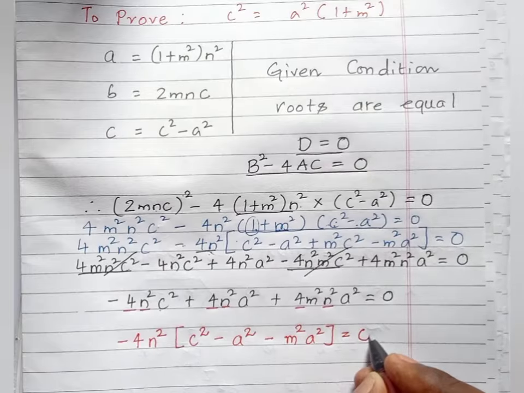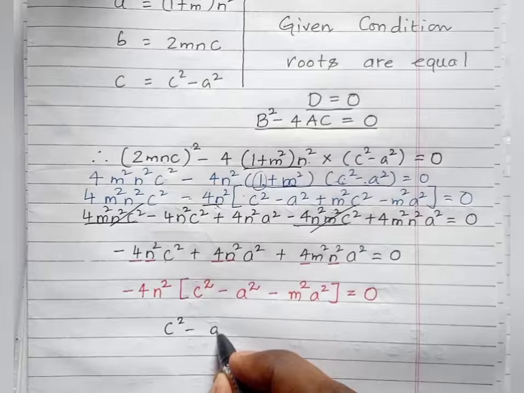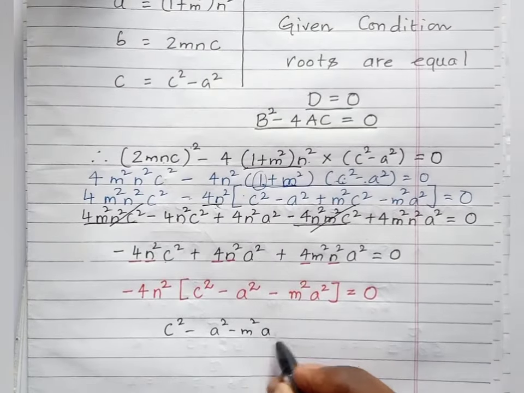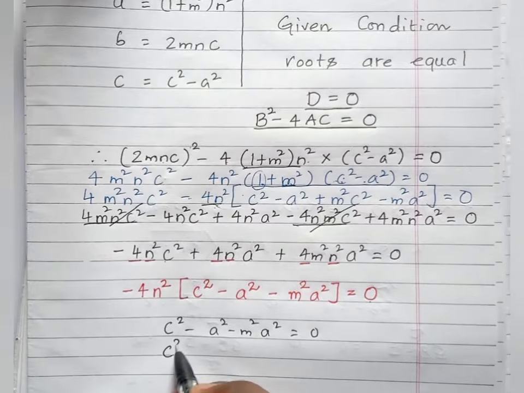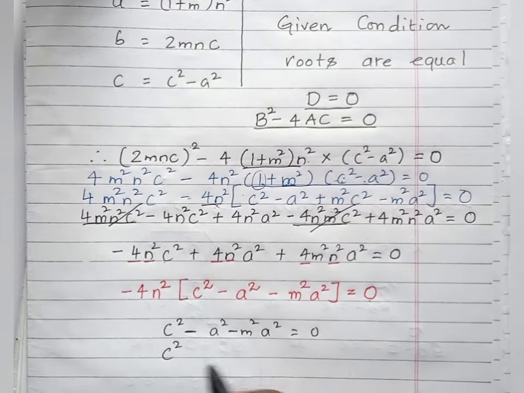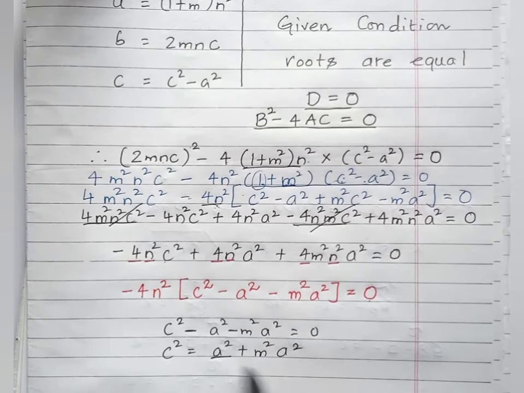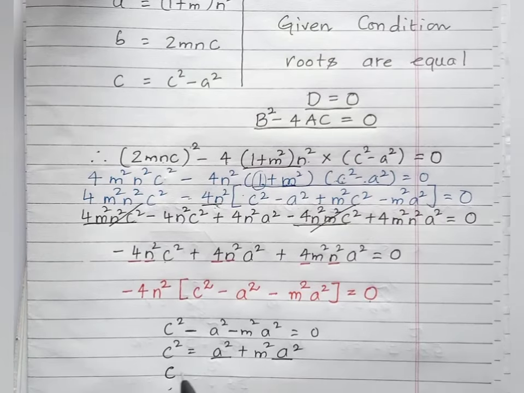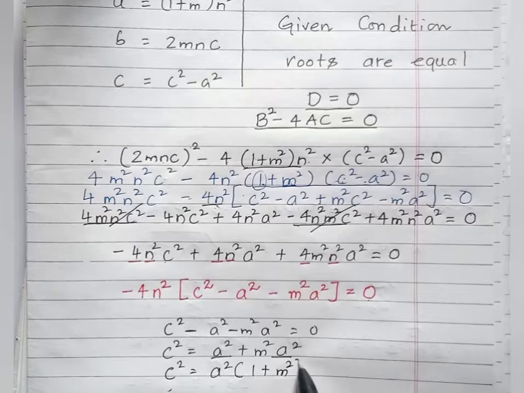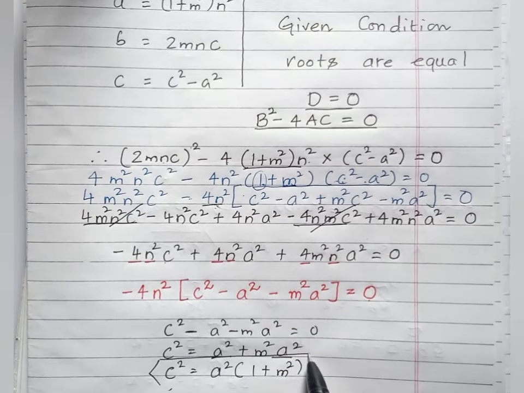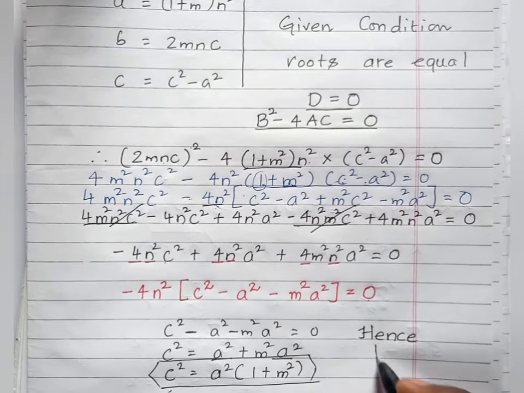Now divide both sides by minus 4n square. Now it will get cancelled out. 0 by minus 4n square will be 0. So the remaining term will be c square minus a square minus m square a square equals 0. Keeping c square, I'll shift minus a square minus m square a square to the RHS. What we get is a square plus m square a square. So a square is common. Taking it common, c square equals a square into 1 plus m square, which is the required proof. Therefore, hence proved.